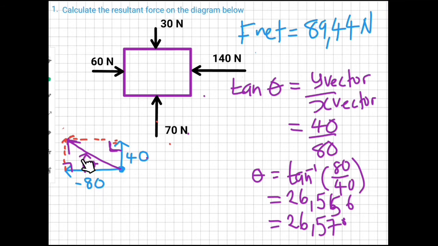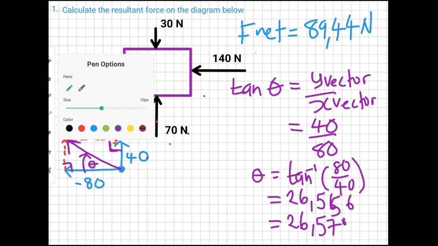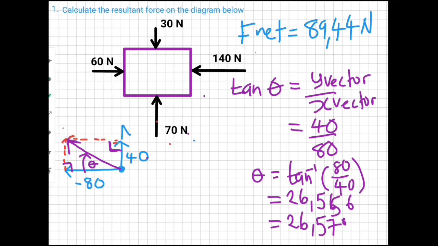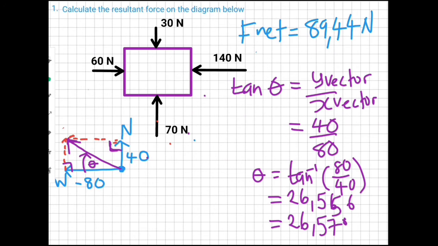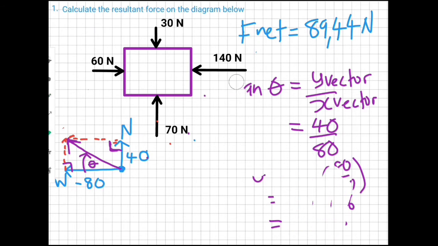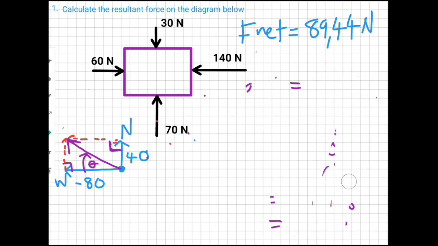So if that angle there is 26,57, and that is the northern direction or the positive y, and that is the west. So this vector is between the north and the west. So if you measure that angle theta starting from the west, you're going towards the northern direction. So the direction now, because we've already got the magnitude, we're going to say it's 26,57 degrees north of west.